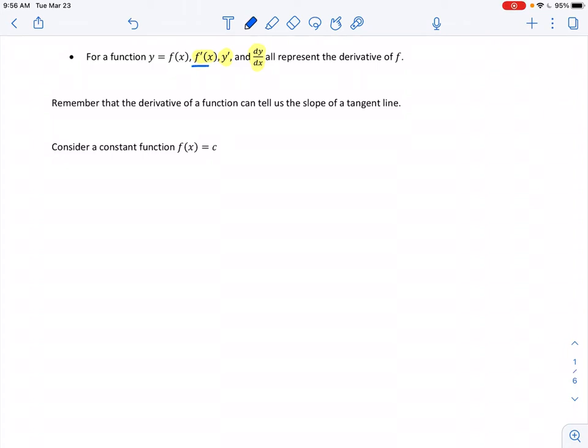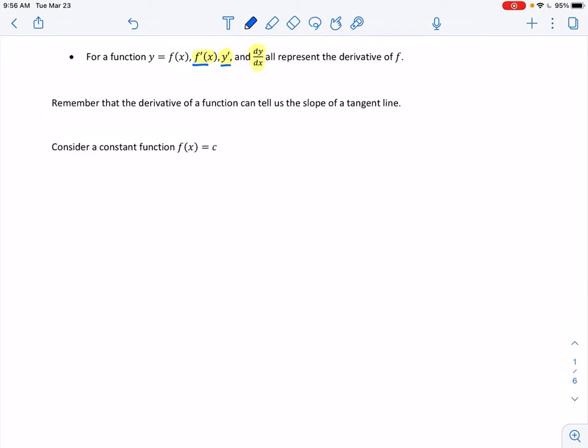We were pretty used to seeing f prime of x in the last section, but we may see y prime instead. It's pretty similar to f prime of x. And this guy over here, dy over dx, kind of means the derivative of y with respect to x. That's actually my preferred way to write the derivative, but in our class, we're primarily going to be using f prime of x and y prime.